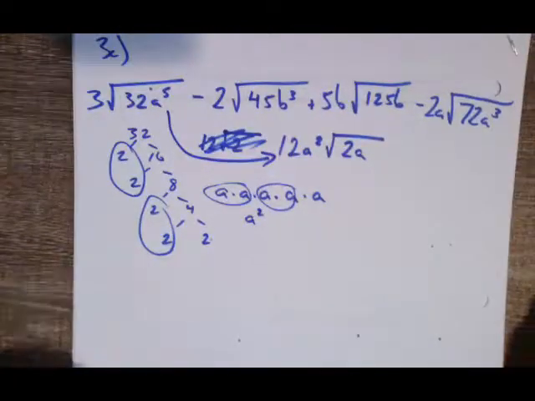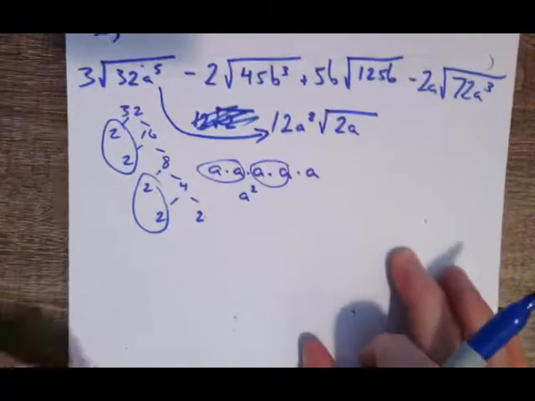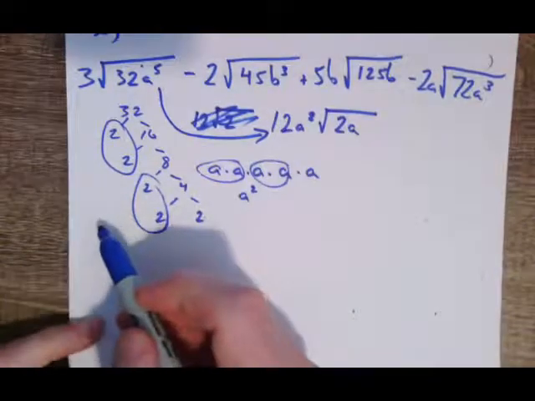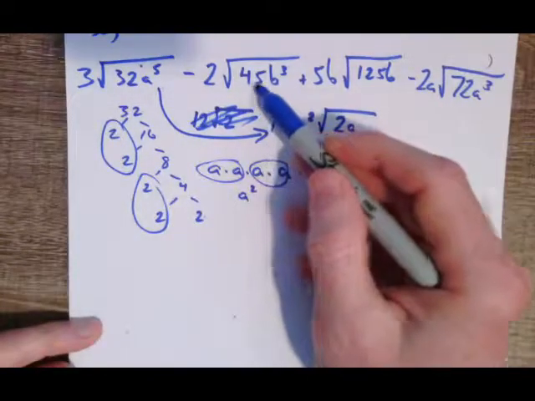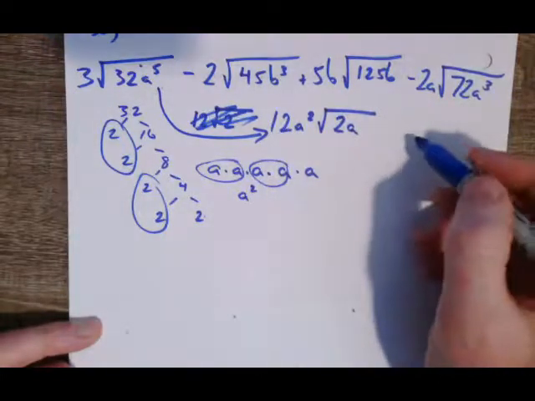Where in the world do I go from here? Right? Well, let's just go down for now. No, I'm going to fill up the space. So I'm going to do the negative 2 root 45b cubed part over here.